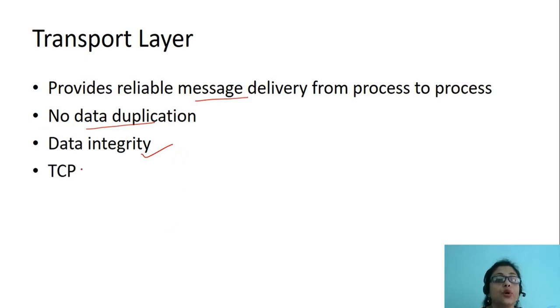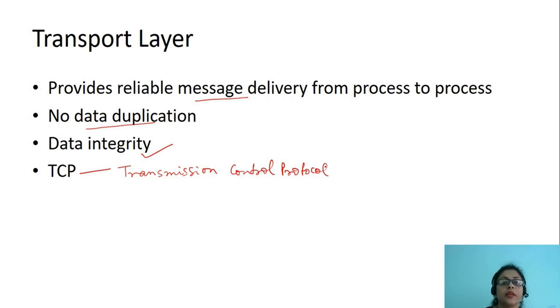It can use two different types of protocol. One is called the Transmission Control Protocol, also called TCP. This is basically a connection-oriented protocol. And it can also use UDP. This is also a protocol that is used at the transport layer for proper message delivery from process to process, and this is called User Datagram Protocol.